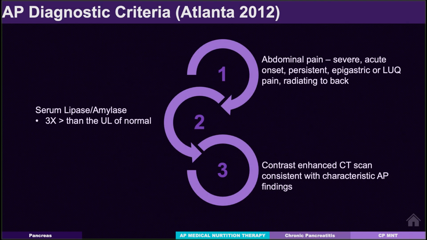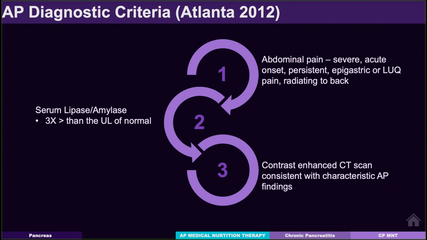So the first one is abdominal pain consistent with acute pancreatitis. What it is, it's a rapid onset of persistent severe epigastric pain, often radiating to the back. The second one is serum lipase or amylase activity which is at least 3 times greater than the upper limit of normal. And 3, CT scans or MRI scans which provide characteristic findings of acute pancreatitis.